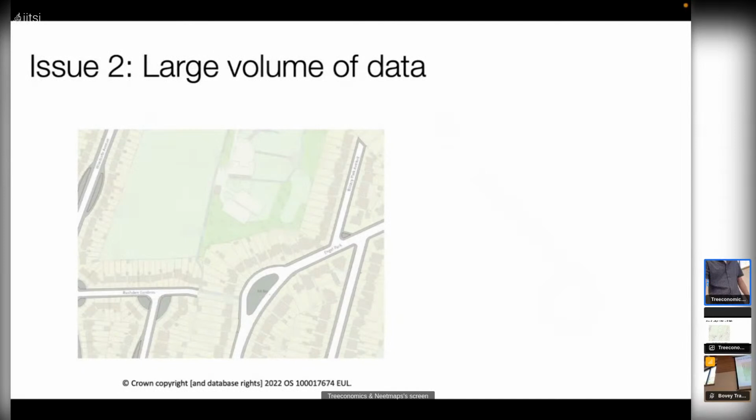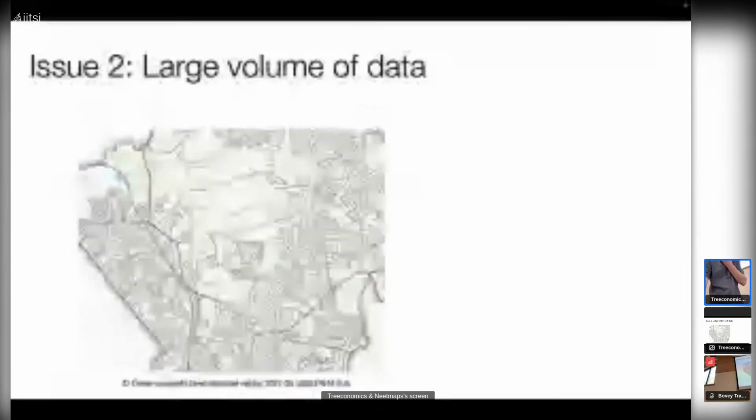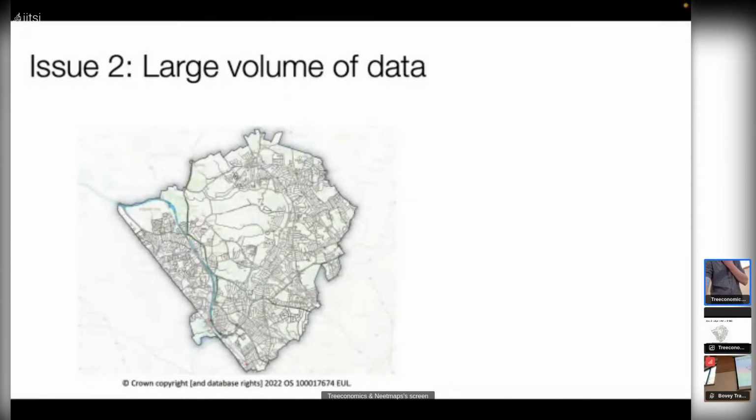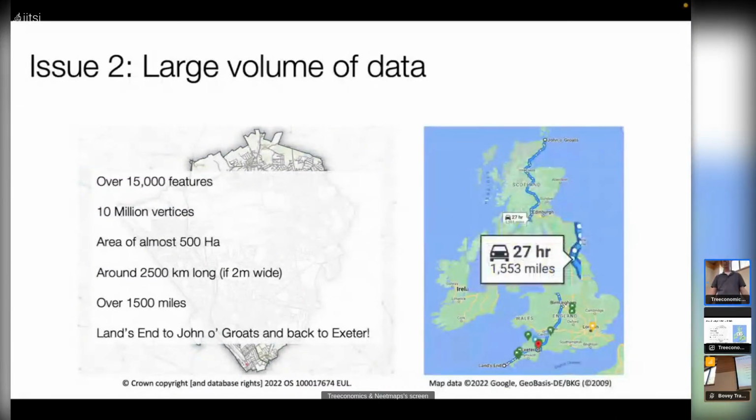Also, we've got a large volume of data. So this local authority in Barnet, a quick calculation, that's the whole view, has over 15,000 features and 10 million vertices, and if you spread out all the roadsides, they'll cover 500 hectares. I've done this a couple of times, correct me if I'm wrong, but I've worked out that that'll span over 1,500 miles of pavements, which will take you from Land's End to John O'Groats and all the way back again to Exeter. So that's a hell of a lot of data to just look at and try and classify.